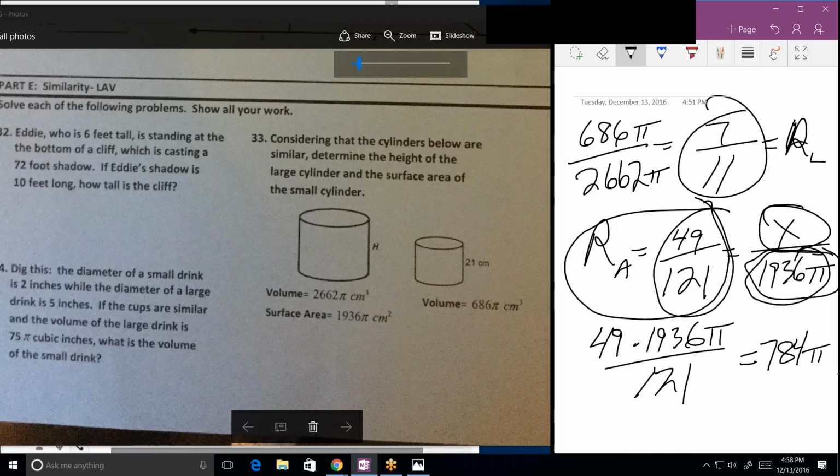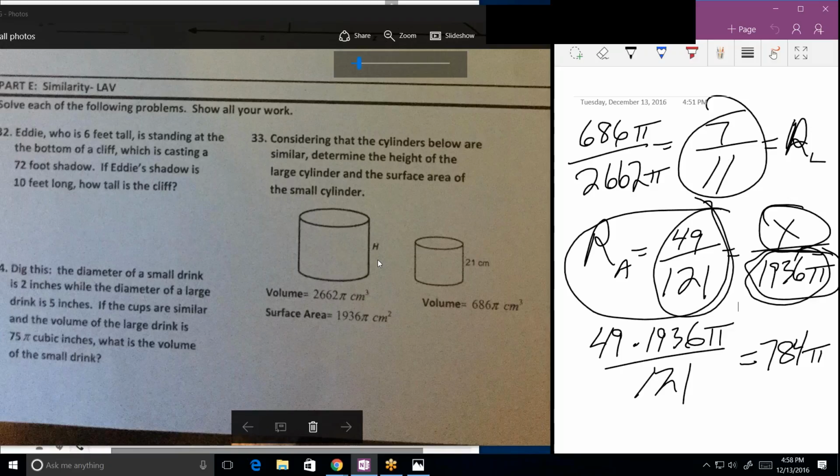Actually, the problem says determine the height of the larger cylinder and the surface area. So let's go back and find the h. What's h? Well, okay, it's 33 centimeters. That's 11/7 times 21. How I know that is because 21 divided by 7 equals 3, and 3 times 11 equals 33. Right. Okay, so you got h correct.